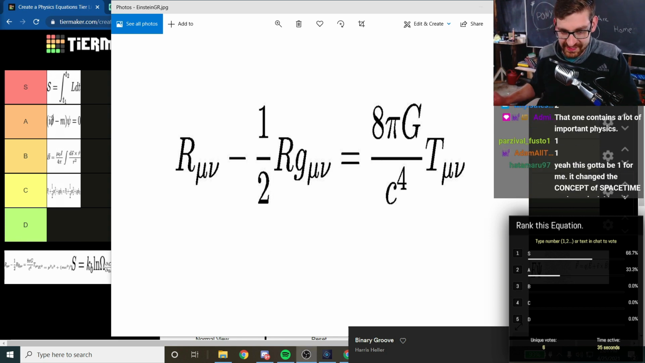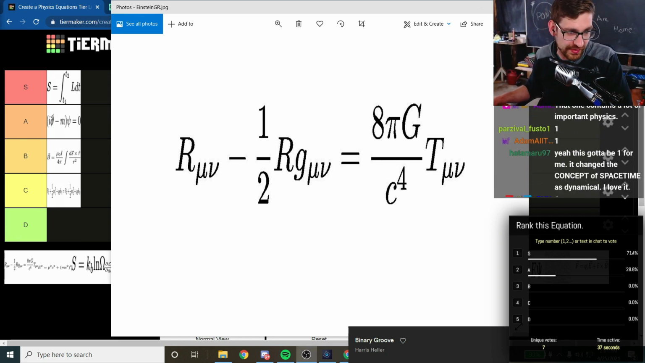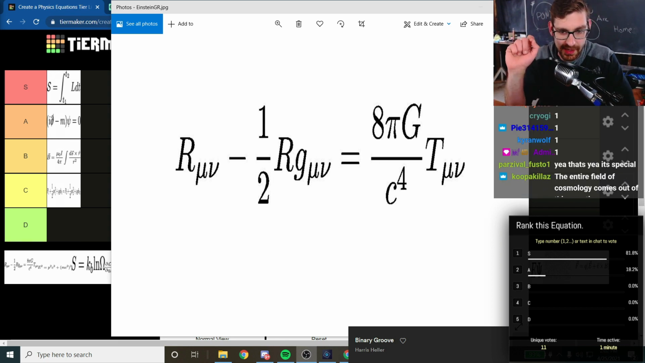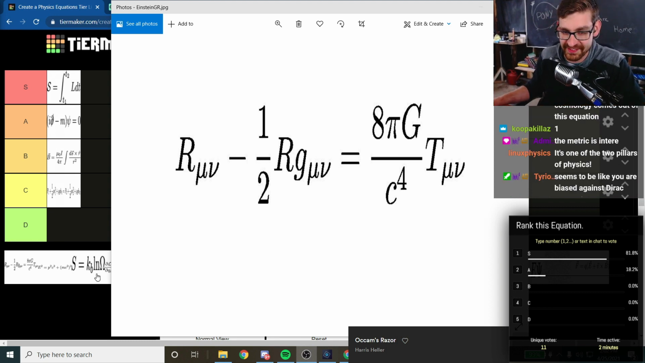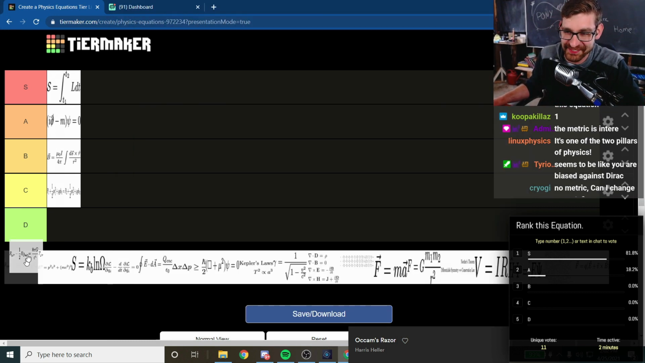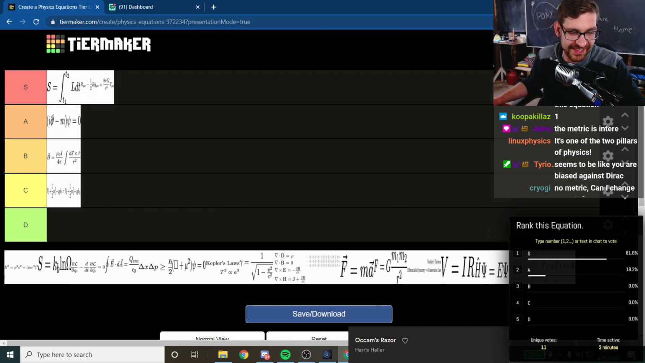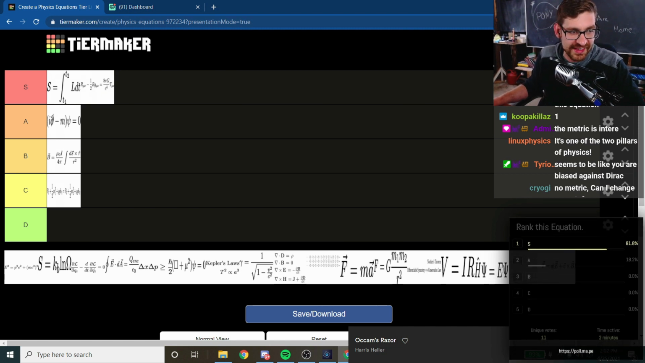I'm gonna vote S tier, but I am gonna see where this poll goes. I do think that this is S tier quality. The entire field of cosmology comes out of this equation. It's true. It's one of the 2 pillars of physics. Yes. And I think that's why I'm comfortable saying this is a very comfortable S tier. No metric. Can I change my vote? No, voting's done. This one is supremely voted an S tier.